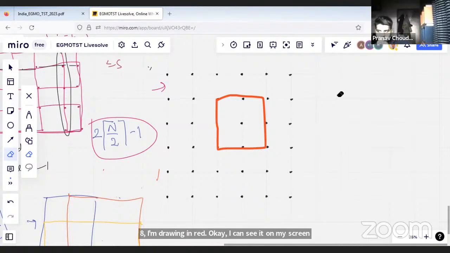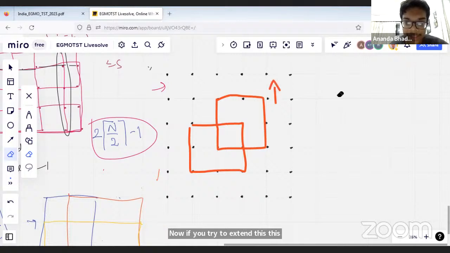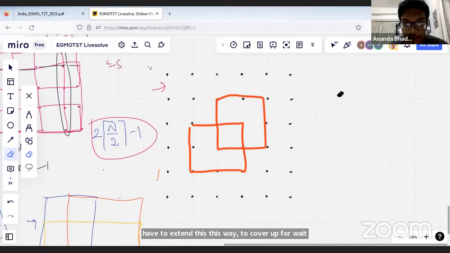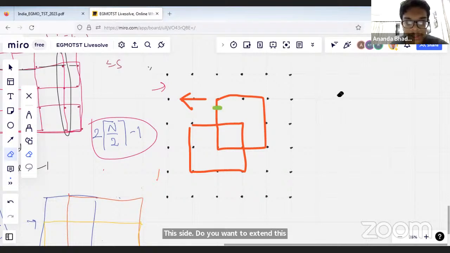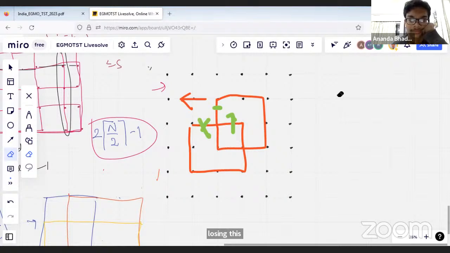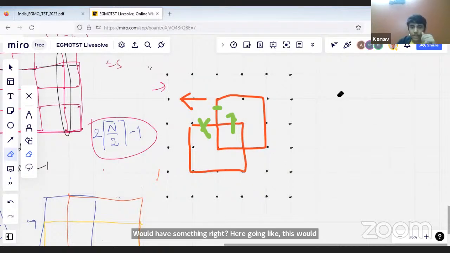I can see. And then you have something like, say, this. Now, if you try to extend this way, then you'll also have to extend this way to cover up for, wait, sorry, that's not what I meant. Let's say you want to extend this side this way. This side you want to extend this way. Then you're losing this road. So you'll have to extend this upwards. But then you're losing this road. No, but you would have something right here too. Wait, no. You would have something right here going like this. Okay, not necessarily there, but maybe something like this.